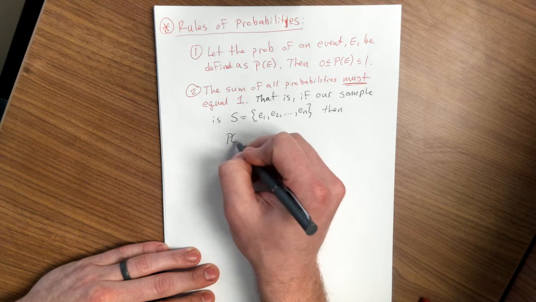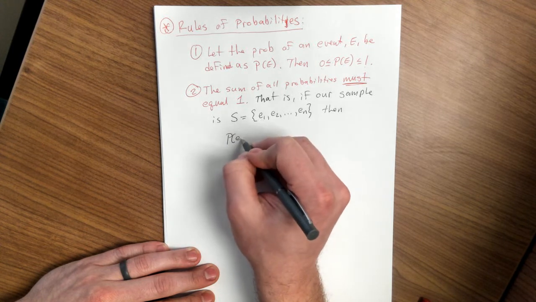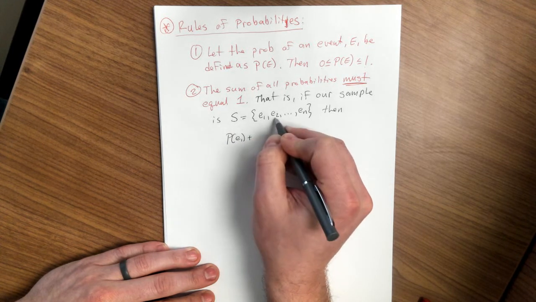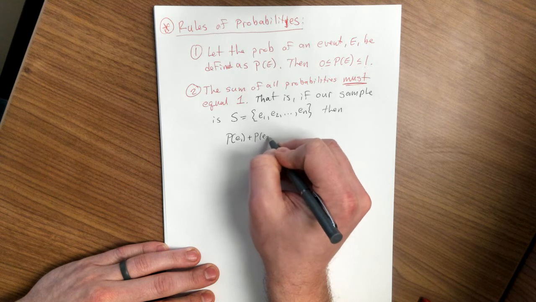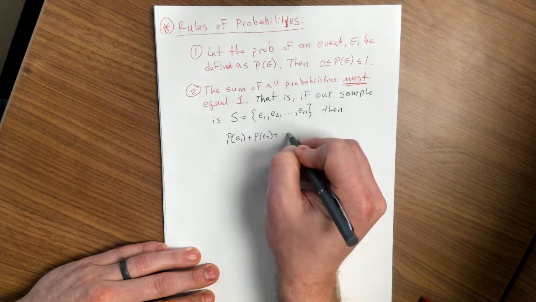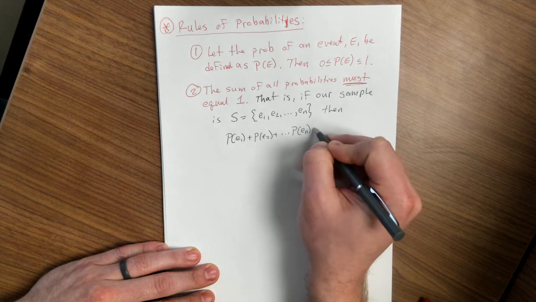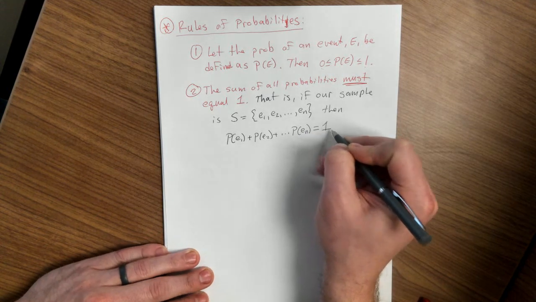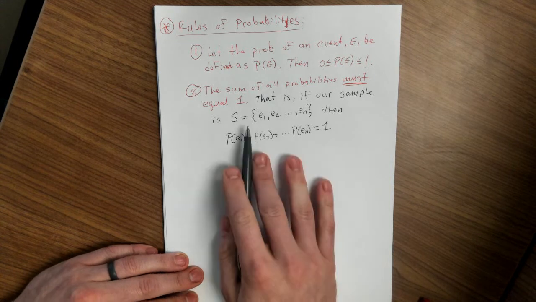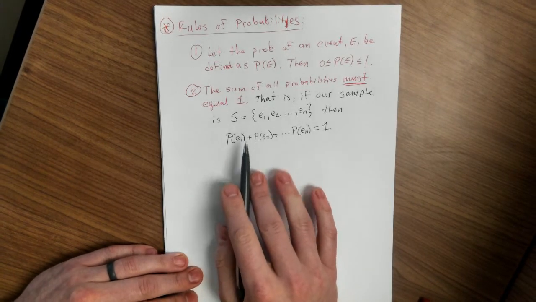So the probability of the first event, E1, plus the probability of the second event, and then plus, and it keeps going all the way to the last event. You add all those together and that equals 1. Again, think of this as the rolling the die example.